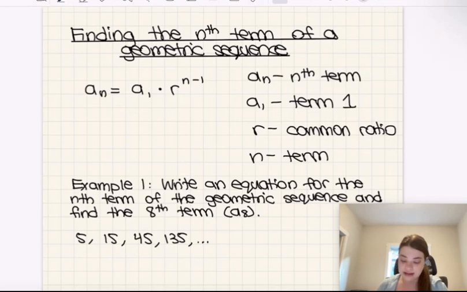Well, basically, to find the nth term, we need to first isolate with respect to a of n, right? And then we have A1, which is the first term. Also, sometimes this is known as T1, which just means term one or the first term that we start with. Then we have R, which is the common ratio. And then N is the term index. So, which number term are we looking for?